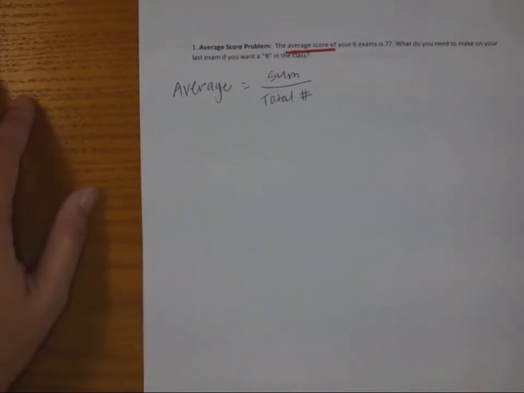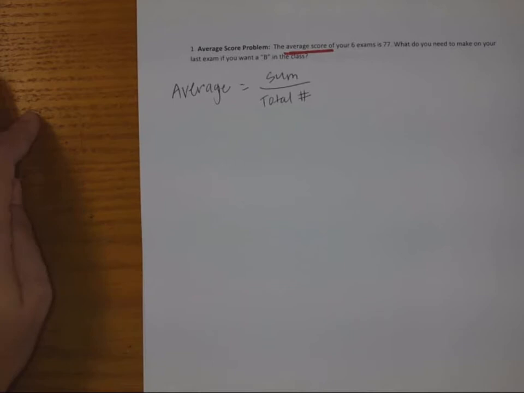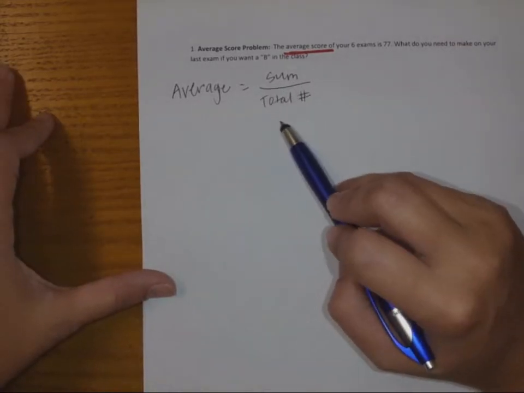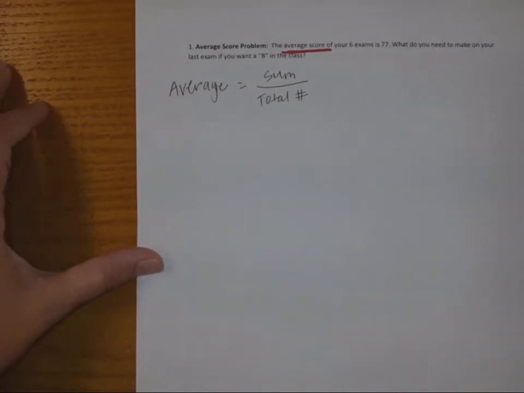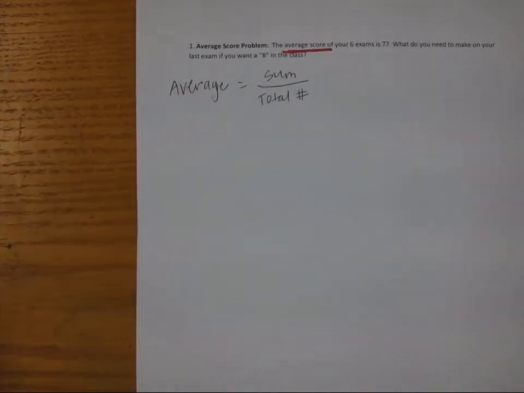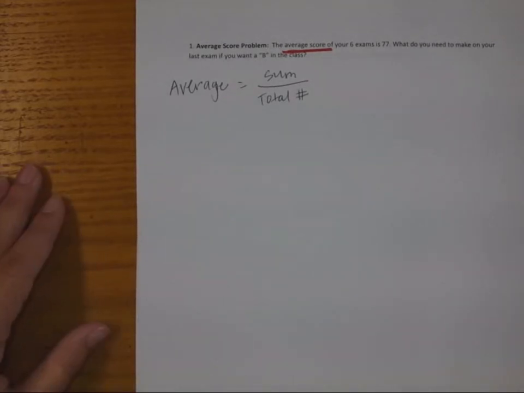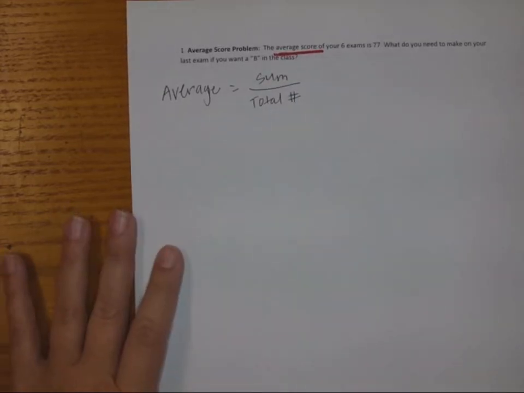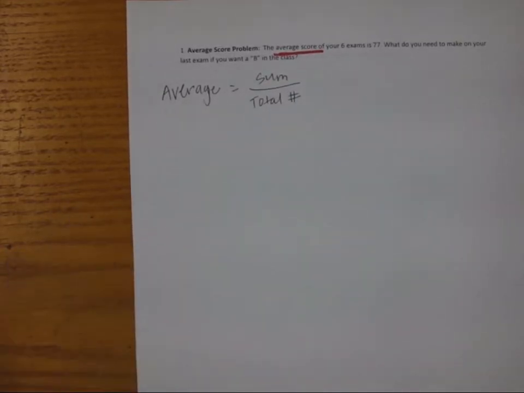So for example, if we had 6 students that had 6 different ages, if we wanted to figure out their average age, we would add up their ages and divide by the total number of students we had. So that would be 6. Okay? So for this problem, there's lots of different ways to do this. Okay? So average score of your 6 exams is 77. So one way you can think about it in points, or you could think about it as an equation to solve for a grade. Okay, so I'm going to do it both ways.